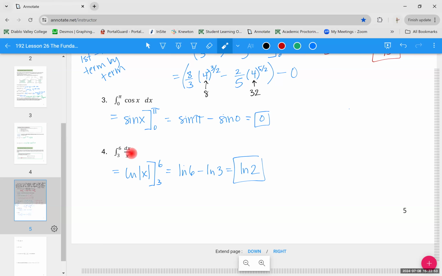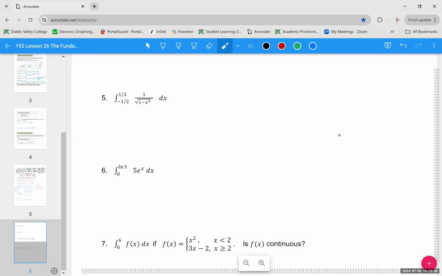Don't forget, when you have x to the -1, it's not a power rule. The antiderivative of 1 over x, or x to the -1, is the ln of the absolute value of x. Now, granted, it doesn't matter the absolute values here because the two numbers we're plugging in are positive, but these could have been negative and it would have been okay because we would have just used the absolute value. Okay, so I have ln of 6 minus ln of 3. Since I'm subtracting 2 ln's, I can convert that to ln of 6 over 3, which is the ln of 2.